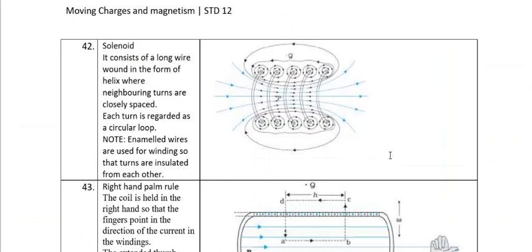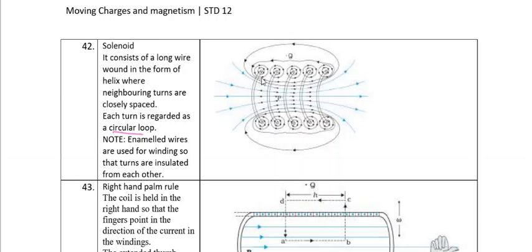Solenoid consists of a long wire wound in the form of a helix, where neighboring turns are closely spaced. They are very closely spaced. So this is a coil, n number of turns evenly wound up like this. Okay, so that is known as solenoid. Now each turn is regarded as a circular loop, is it not? This is circular loop 1, loop 2, loop 3, etc.